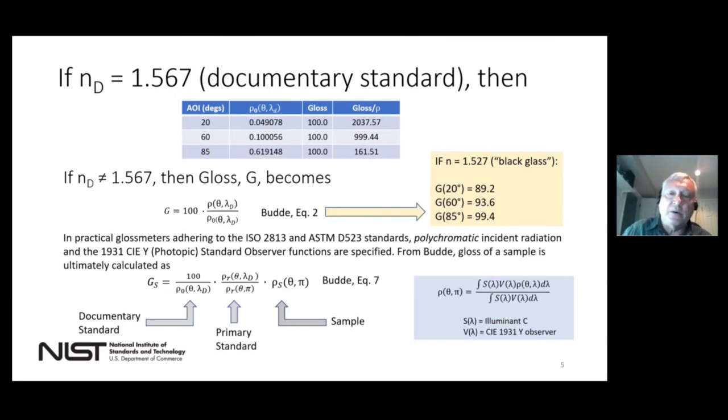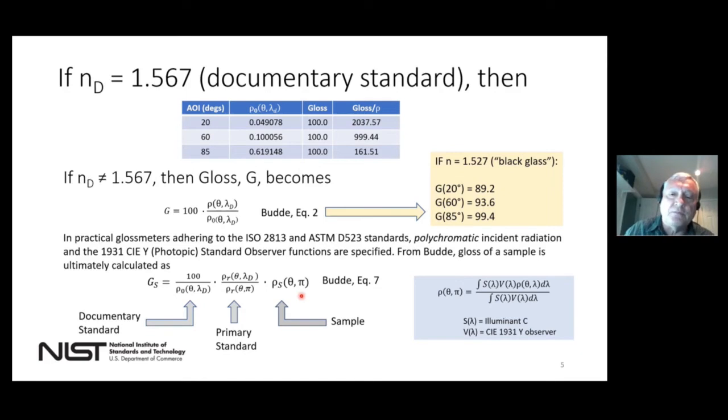He presents the equation for gloss as a product of 3 terms. The first term we've already seen, and it arises from the documentary standard. The second is the ratio of the monochromatic reflectance of the primary standard at the D line to its polychromatic reflectance, indicated by the letter pi here. And the third is the polychromatic reflectance of the sample being measured.